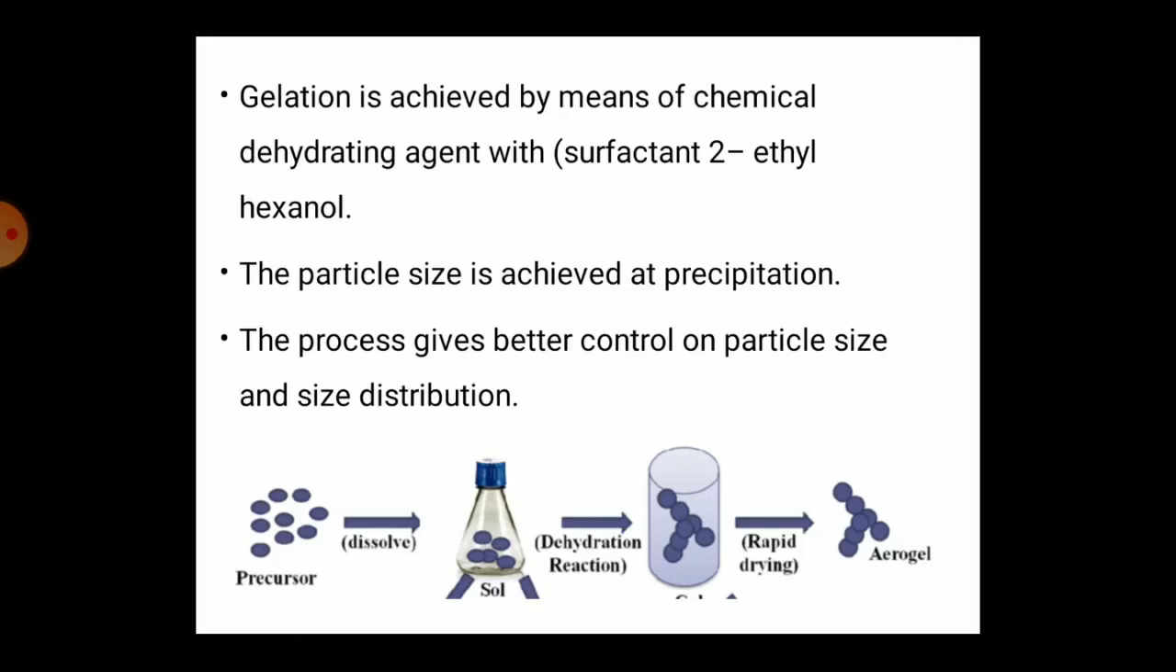So in the third diagram, third part there, you can see you get a dehydration reaction and you're getting your gelation. So once gelation is achieved, then you can achieve your particle size by rapid drying. So in the end, you get your aerogel, that is your nanoparticle, that is at whatever composition or whatever size distribution of particle is required, you can obtain your nanoparticle. So this is about the Sol-Gel method of nanoparticle synthesis, which is a chemical method.